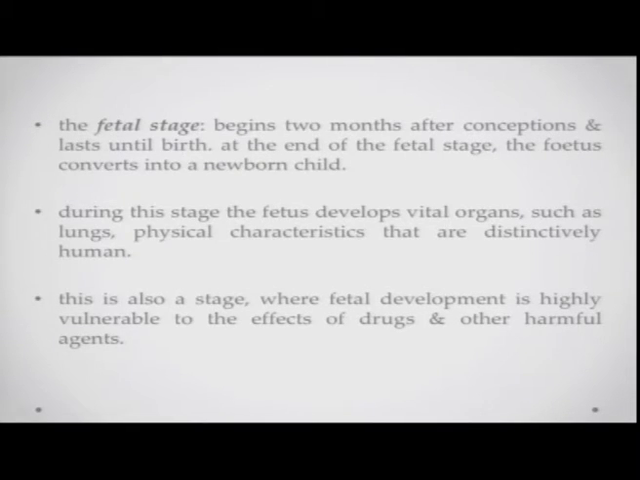Then there is the fetal stage. It is a slightly important stage. It begins from 2 months after conception and lasts until birth. At the end of the fetal stage, the fetus converts into a newborn child. So, this is the final stage. During this stage, the fetus develops vital organs such as lungs, and physical characteristics that are distinctly human, and this is also a stage where fetal development is highly vulnerable to the effects of drugs and other harmful agents. So, the teratogens I was talking to you about, this is one of the stages. This is the stage where the effects are most felt.